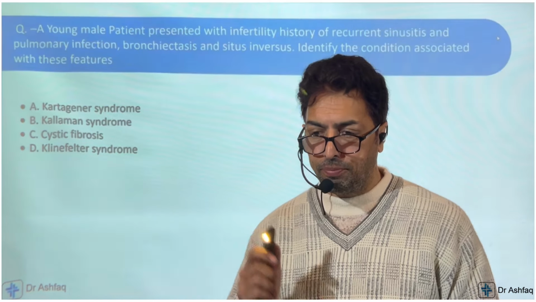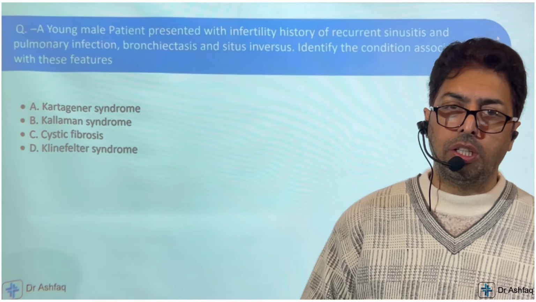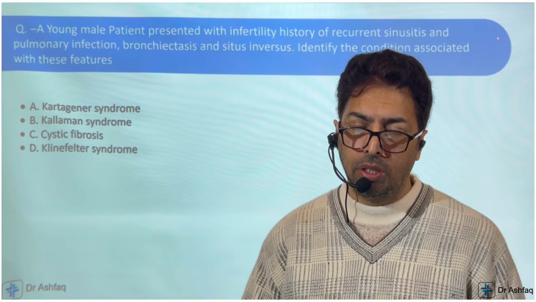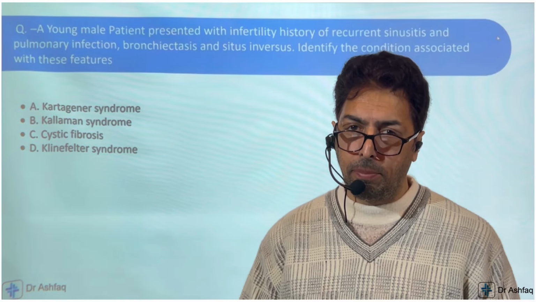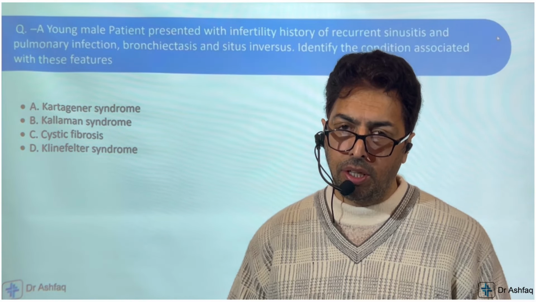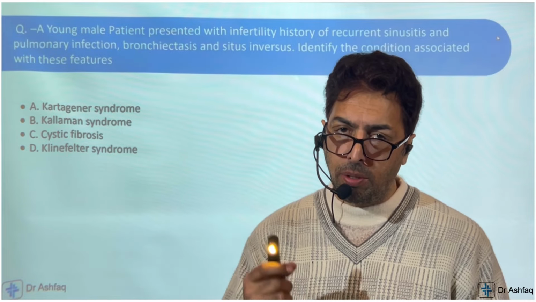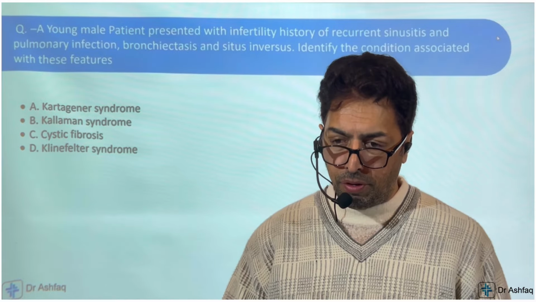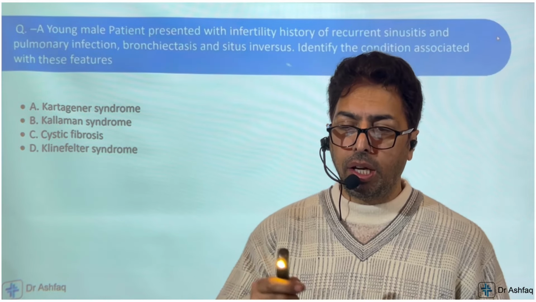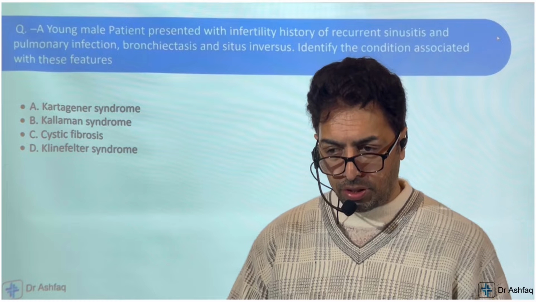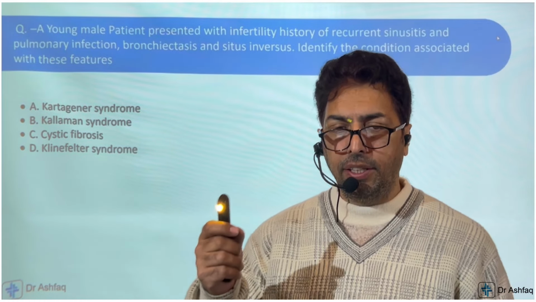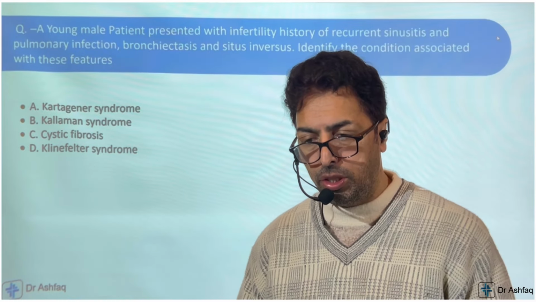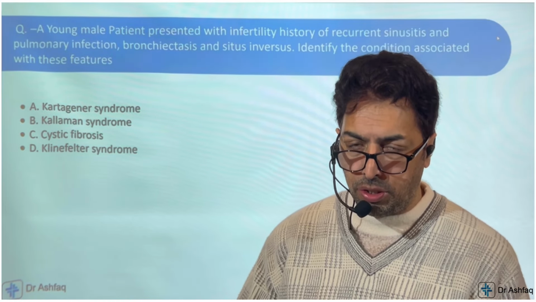So now the question which was asked is that there is this young male who comes to a physician with symptomatology of recurrent sinusitis and recurrent pulmonary infections. What is important? You have to understand the word recurrent. Sinopulmonary infections, bronchiectasis, and situs inversus. Identify the condition associated. Now the options are Kartagener syndrome, Kallmann syndrome, cystic fibrosis, Klinefelter syndrome.